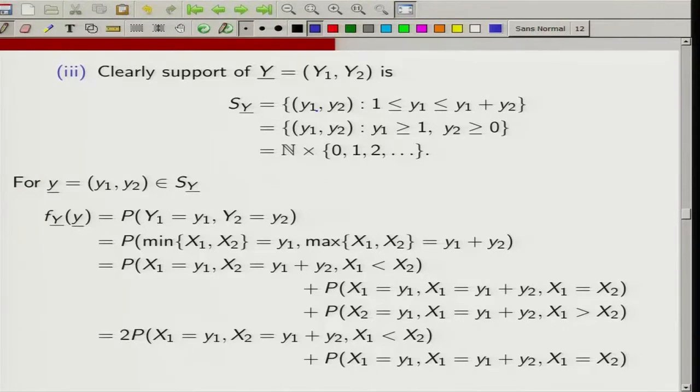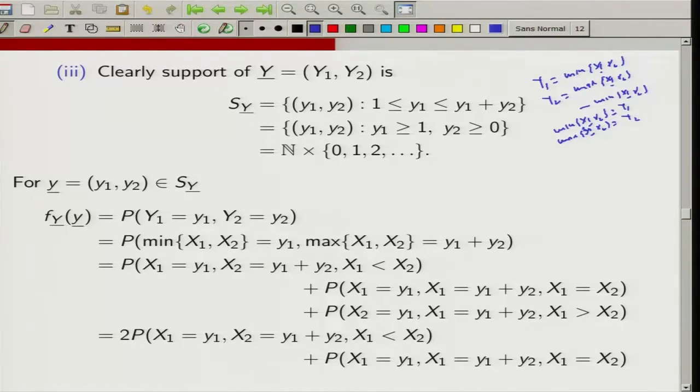Now, let us consider the joint probability mass function of y1 and y2. Note that y1 was the minimum of x1, x2, and y2 is the maximum of x1, x2 minus the minimum of x1, x2. So, the minimum of x1, x2 is the same as y1, and the maximum of x1, x2 is the same as y2.